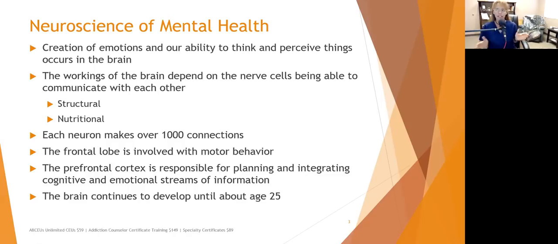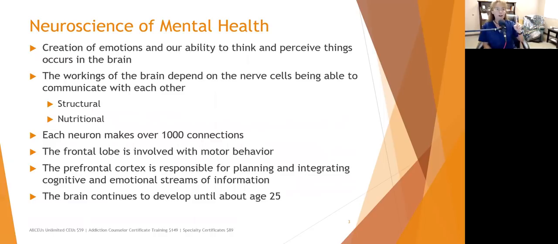The working of the brain depends on the nerve cells being able to communicate with each other. Well, that makes sense. Now, there are 2 different things that impact that: structural and nutritional. That's kind of how I categorized it. Structural means, if a neuron gets damaged in some way, if it gets burned up, if it gets injured in a traumatic brain injury, something like that, it could cause a problem with the neurons communicating with one another. Nutritional is when the neurons don't have the nutritional components necessary to make the neurotransmitters and to secrete them into the synaptic space. Each neuron makes over 1,000 connections.